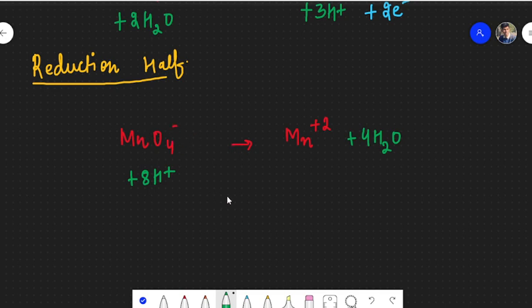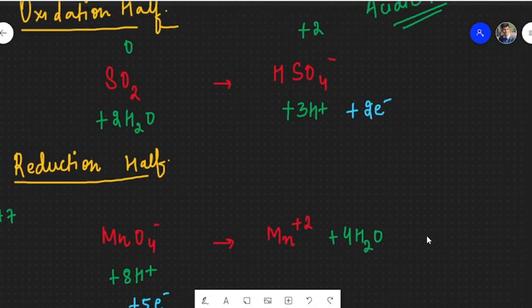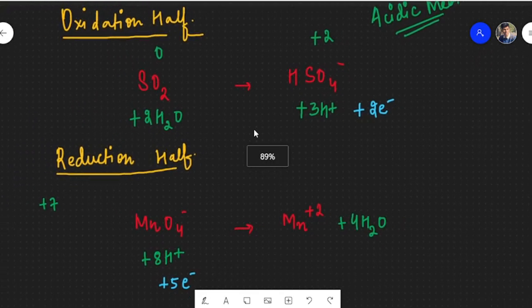Now let's balance the overall charge. On the reactant side it is +7, 8 positive and 1 negative, and on the product side we have +2. So if I add 5 electrons on the reactant side, then this will become +2, and this is already +2, so the charge is also balanced. Now we have the oxidation half and the reduction half.